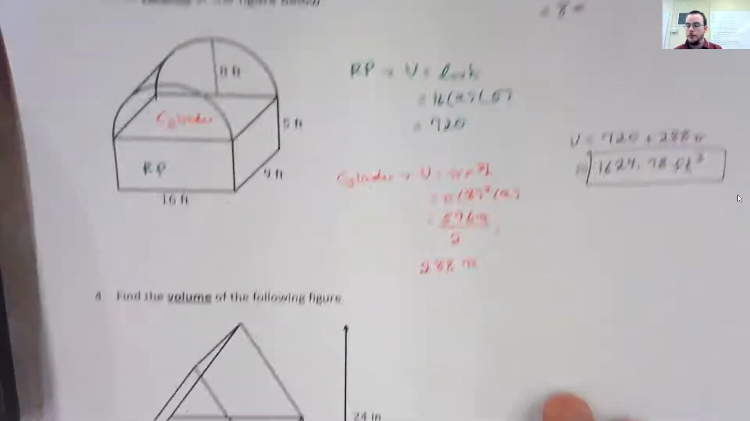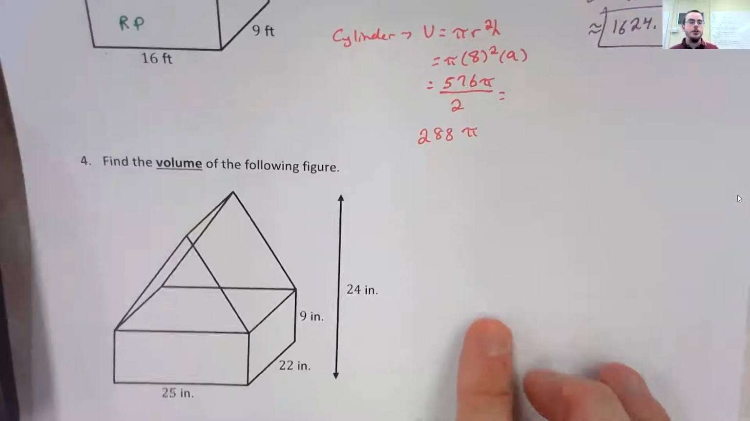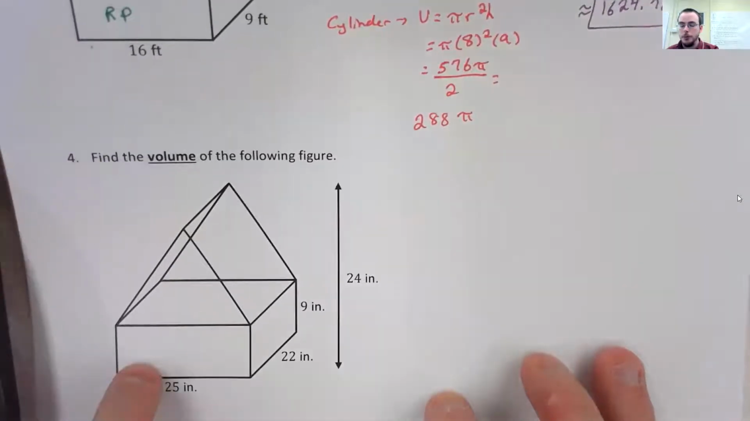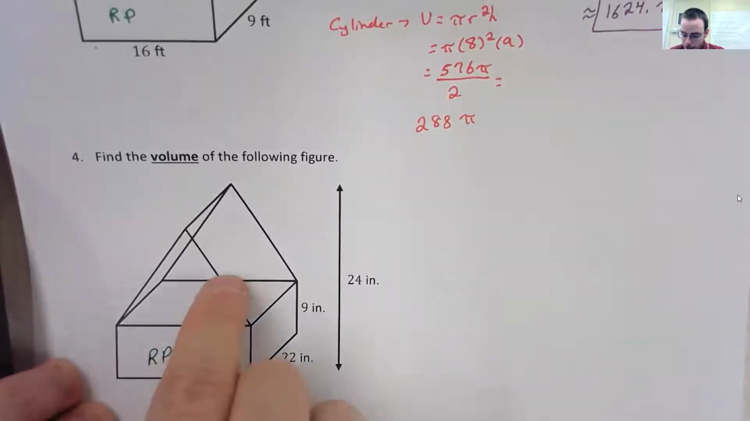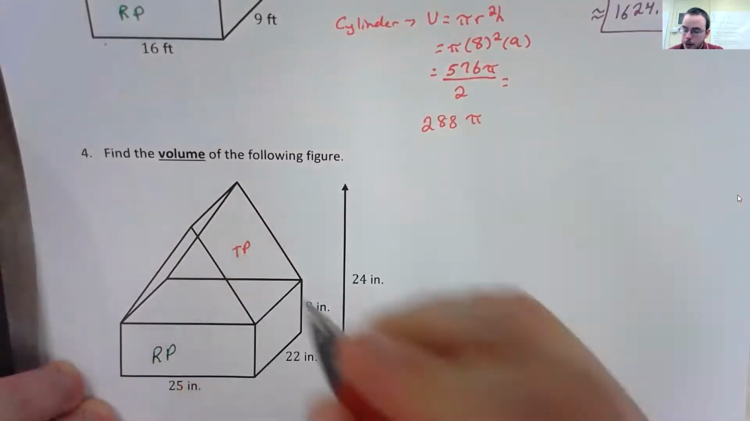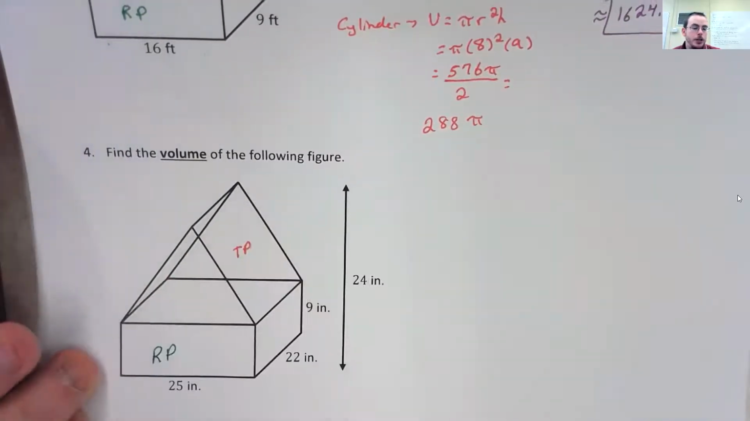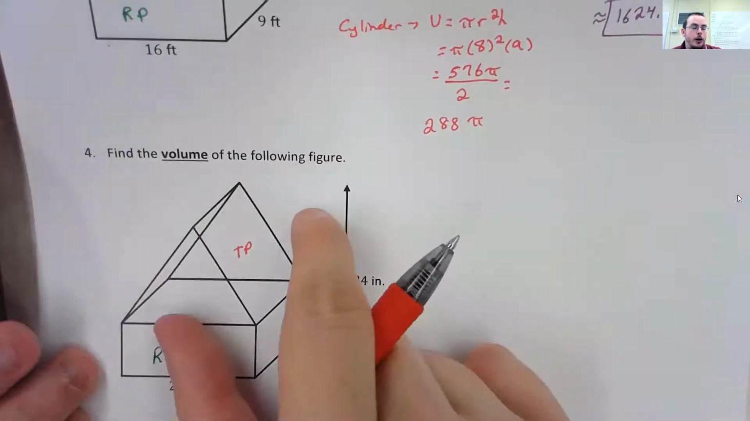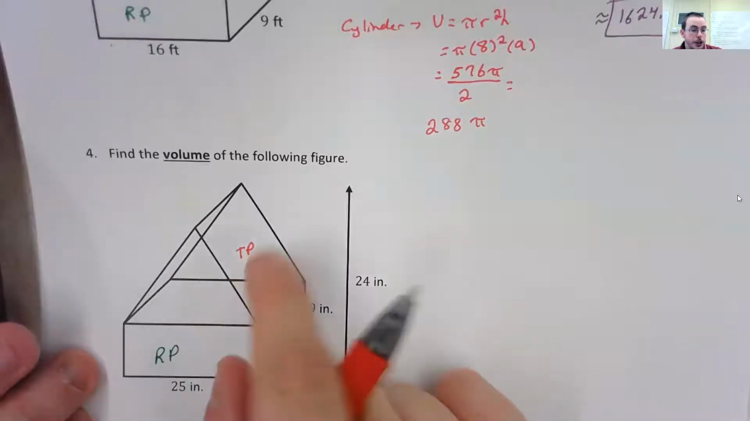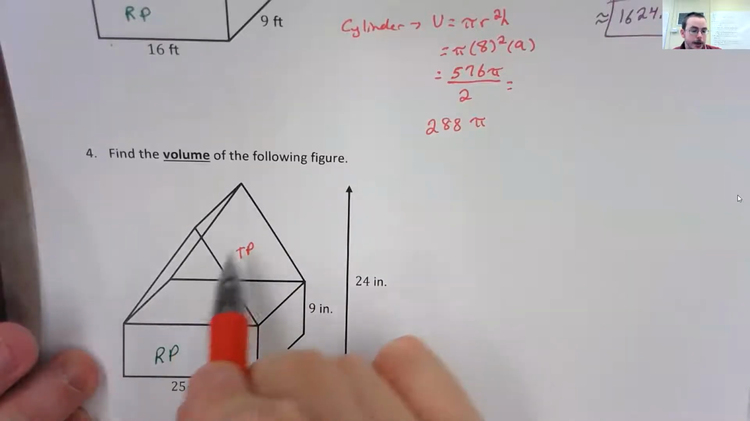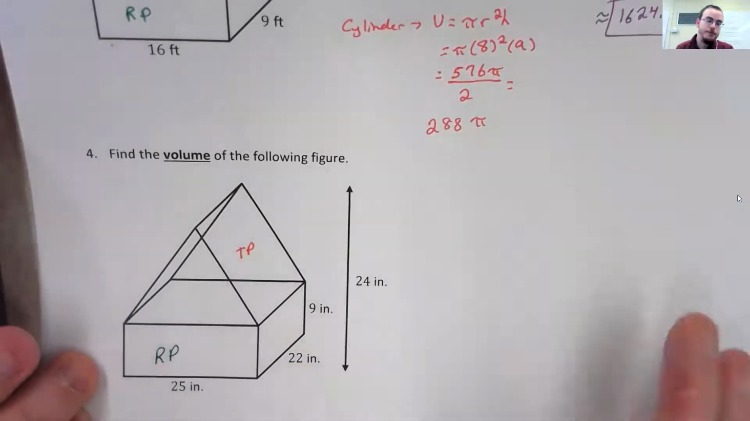Okay, number 4. Number 4 wants us to find the volume of the following figure. So what shapes do you see in this figure? Well, at the bottom, you should see a rectangular prism again. And at the top, you see a triangular prism. Now, this is not a triangular pyramid because it has 2 different triangular faces, which means that these are the bases of the triangular prism. That's why it's called a triangular prism, because the bases of it are triangles, okay? And the rest are connected by the rectangles.